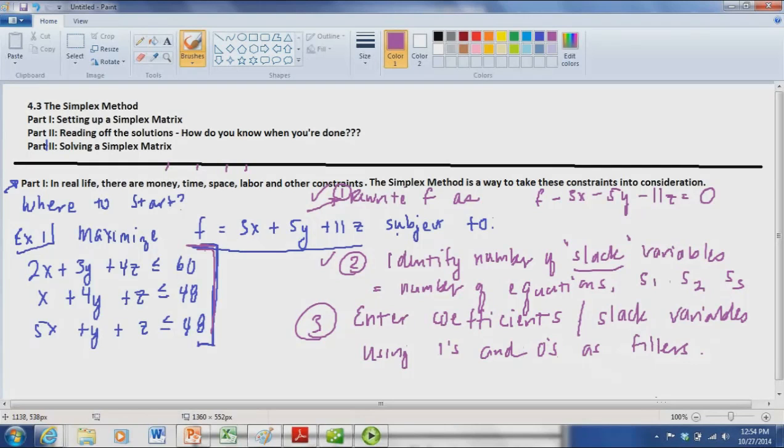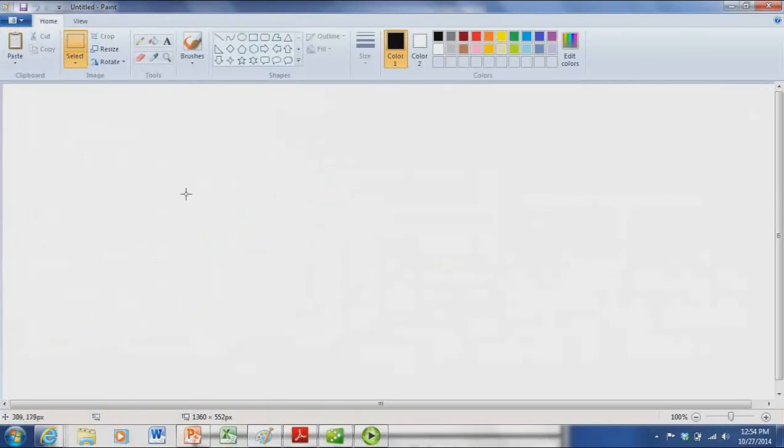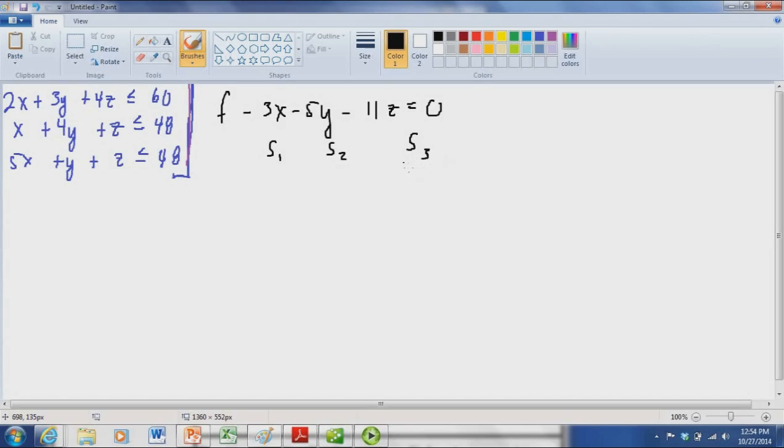Okay, let me show you what that means. We are not going to have room on this page, so I'm going to grab that. We're going to bring it over to the next page. Does everybody remember what f was? At this point we had f minus 3x minus 5y minus 11z is equal to 0, and we knew that we had S1, S2, and S3.